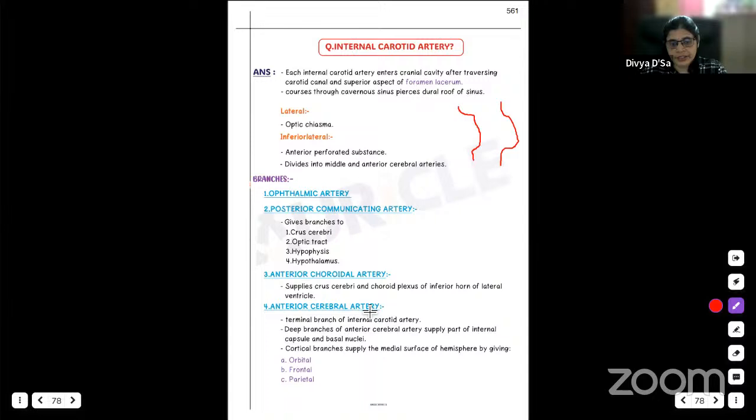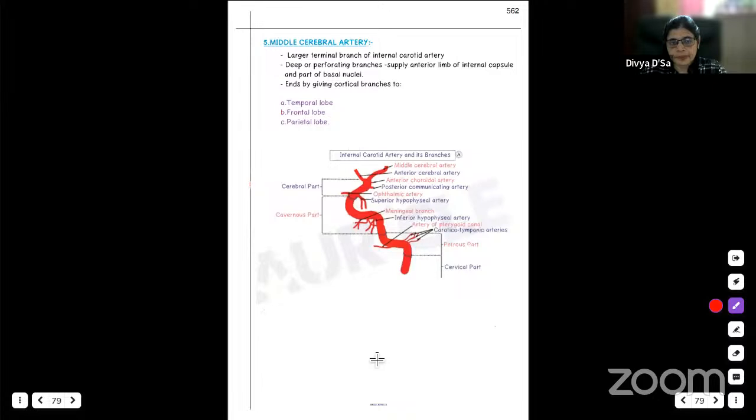Anterior cerebral artery is the terminal branch of the internal carotid artery. Deep branches of the anterior cerebral artery supply part of the internal capsule and the basal nuclei. Cortical branches supply the medial surface of the hemisphere by giving orbital, frontal and parietal branches. Then there is the middle cerebral. This is the anterior cerebral, and this is the course I told you, which is called the carotid siphon.